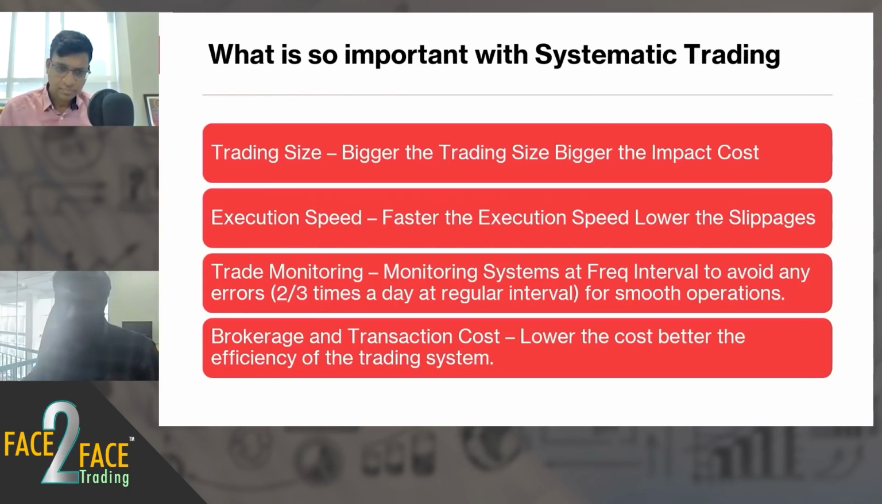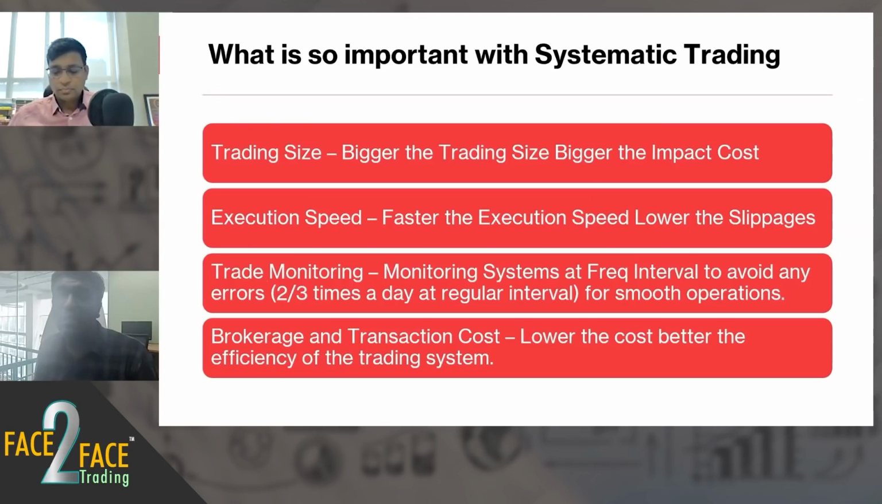There are a couple of things I figured out when dealing with systematic trading, a couple of things that we need to know about. One is knowing about the trading cost. There are different styles of trading costs: brokerage cost, transaction cost, slippage cost.